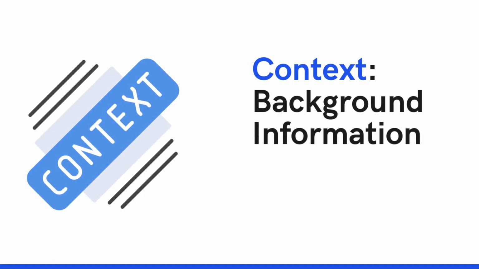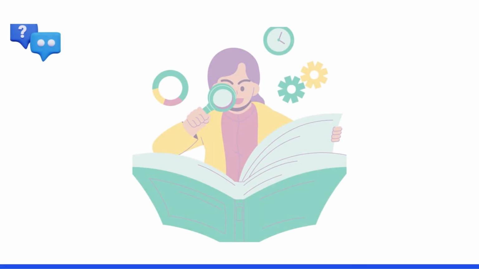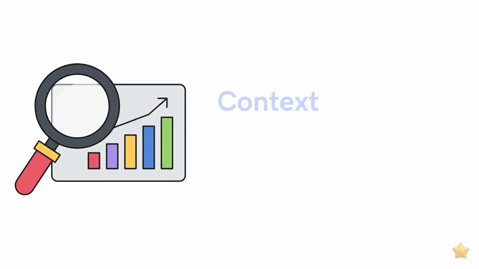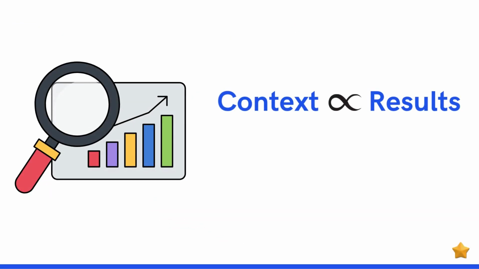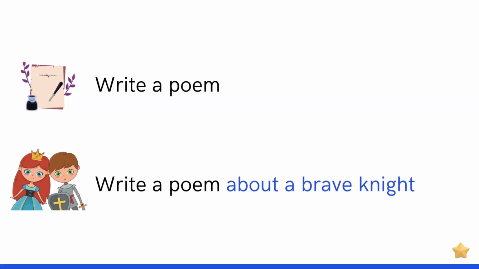Context. Think of context as the background information that helps your LLM assistant understand the situation better. It's like giving your assistant some reference materials. Are you summarizing a scientific report or a funny cat video? The more relevant the context, the better the results. For instance, if you ask your assistant to write a poem, adding context like about a brave knight will give it a much clearer direction.